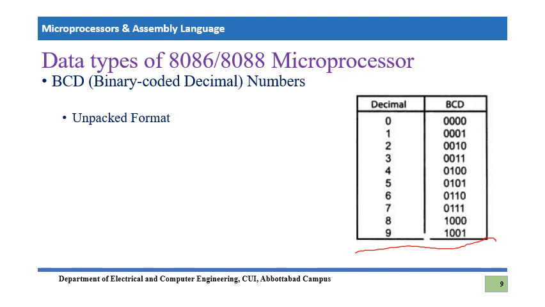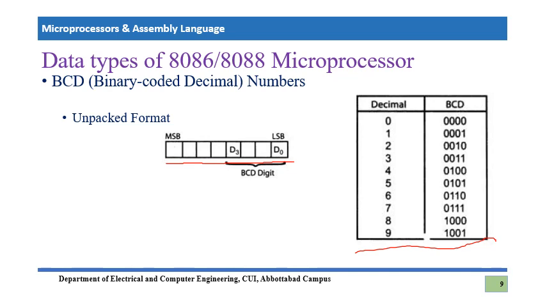But BCD numbers in 8086 allow two types of formatting. One is unpacked and the second one is packed. So first consider unpacked. What is unpacked? Look, if you count these number of bits, how many bits? 8 bits. 8 bits means one location of memory. So the 8 bits of information stored in one location will be in this format.